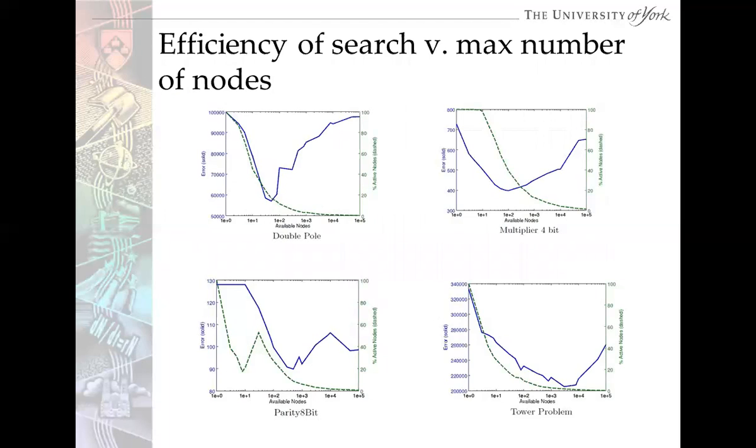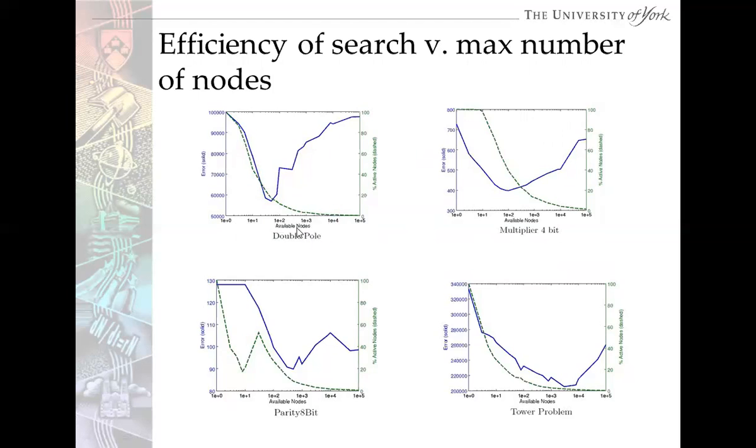So here are the results. This shows you the results on the double pole balancing problem. We are trying to balance 2 poles on a movable cart. We're trying to minimize the error here. And what we're looking at is how that average error varies with the number of available nodes that we've made available. So just concentrate on the blue lines for now. The first thing you can spot when you look at all four of them is that they all have a dip in the middle, some more pronounced than others.